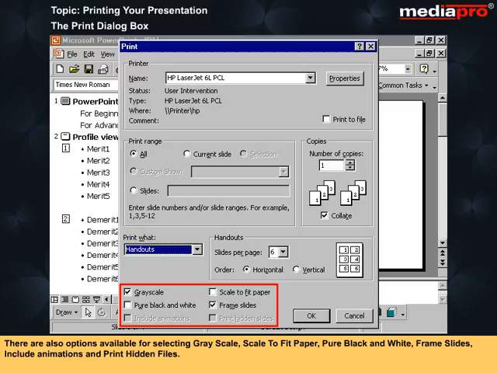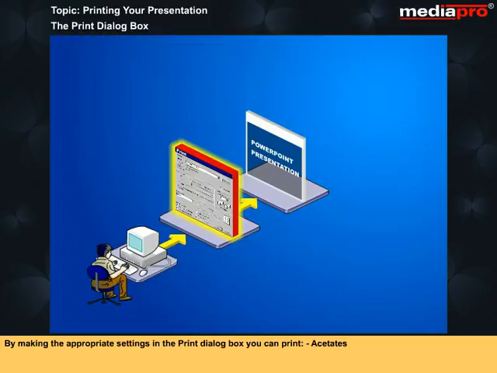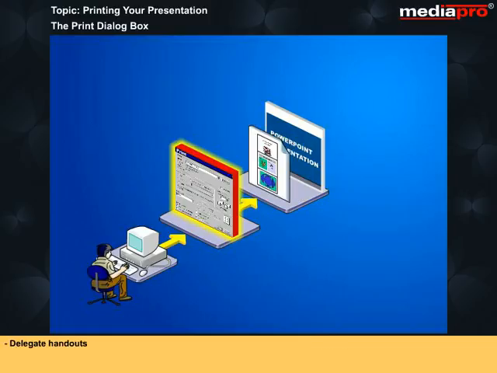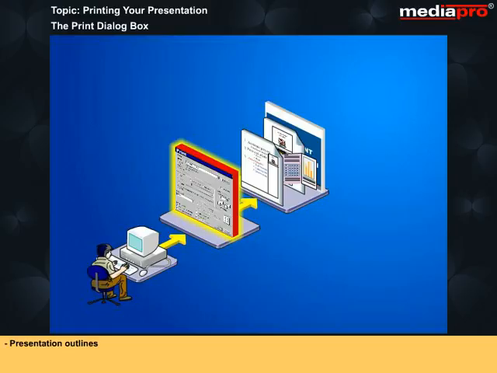There are also options available for selecting grayscale, scale to fit paper, pure black and white, frame slides, include animations and print hidden files. By making the appropriate settings in the Print Dialog Box, you can print acetates, delegate handouts, presenter's notes, presentation outlines.